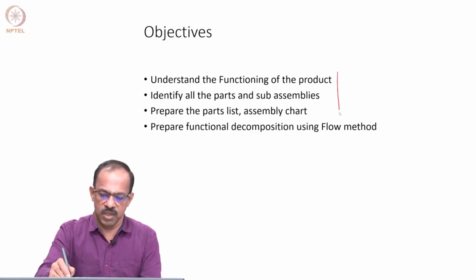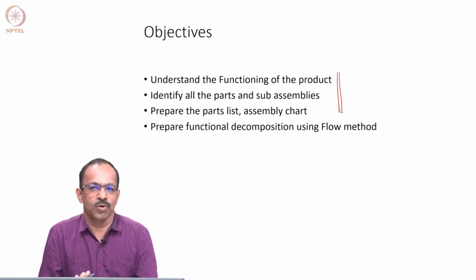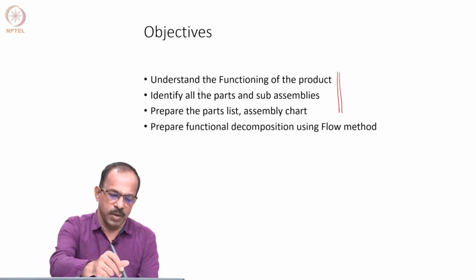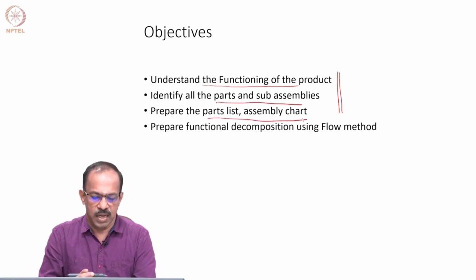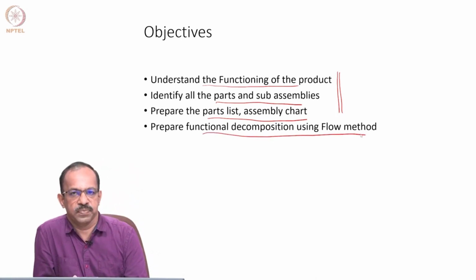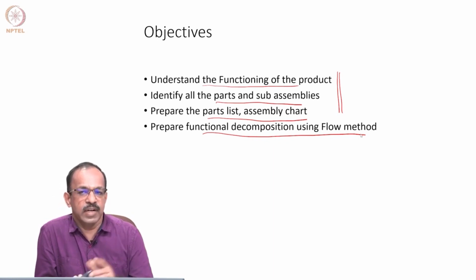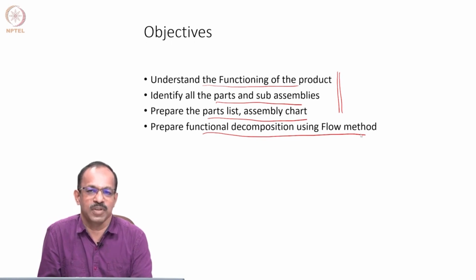Like any other exercise, the primary purpose is for you to go through the product and understand the different parts of the product and how these parts contribute to the main function of the product. So you'll be going through the product and understanding its functioning, and then identify all the parts and sub-assemblies, prepare the parts list and assembly chart, and then prepare a functional decomposition using the flow method. So in every lab exercise, there are two fundamental objectives.